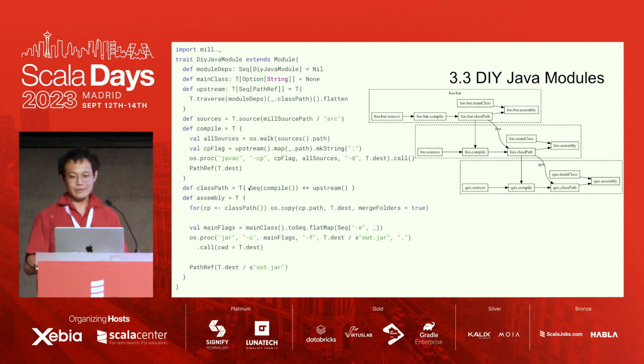So with Mill, you just write the business logic in your build in relatively straightforward, more or less pure functional-ish code. And Mill will take care of all the other things that you definitely want, but might not even know you want when you first get started.